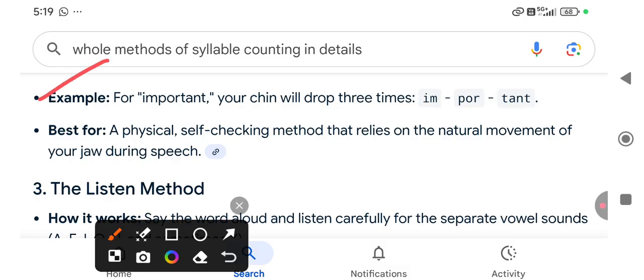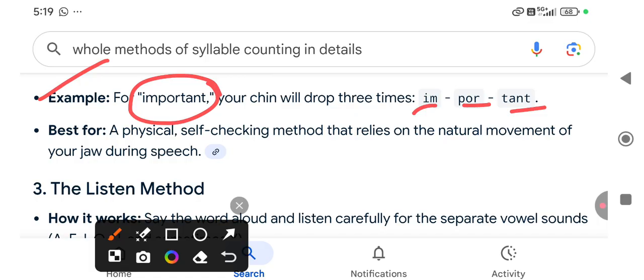So here, in the case of "important", that's a chin method. "Important" is a three-syllable word. This is a physical self-checking method that relies on the natural movement of your jaw during speech, right? It is a physical method because we use our hands and chin, and through this method we can count syllables in a very natural way.